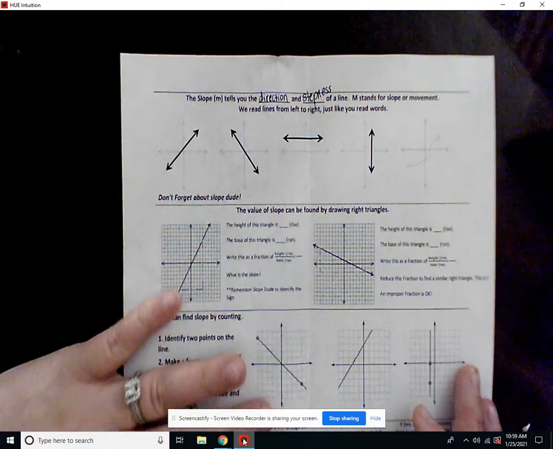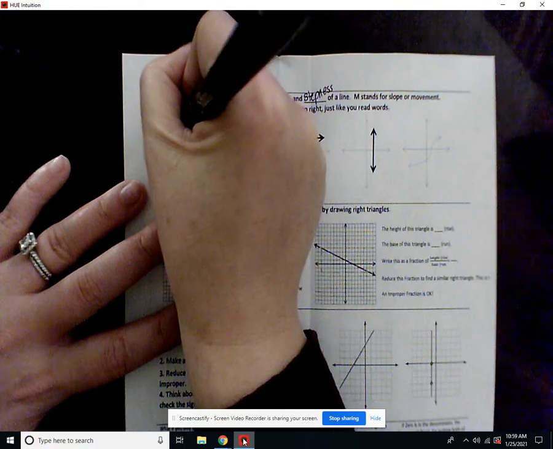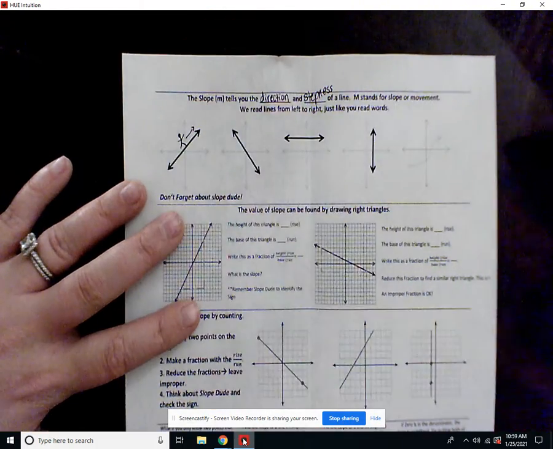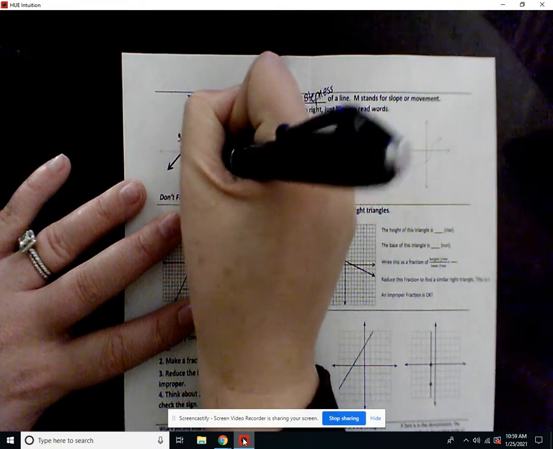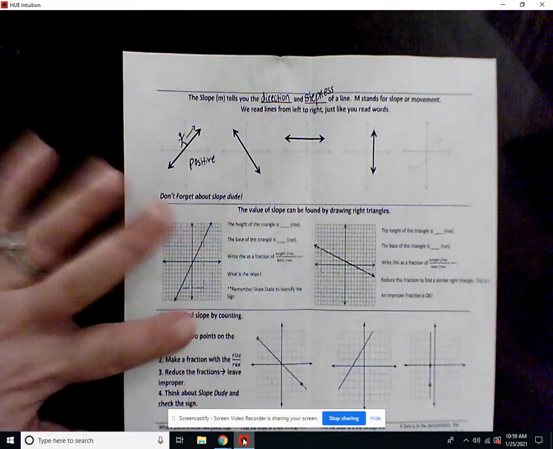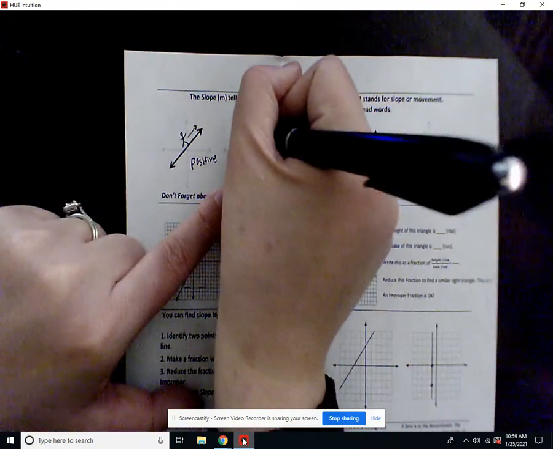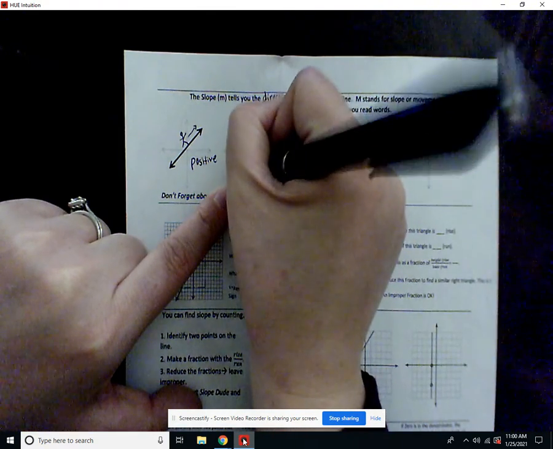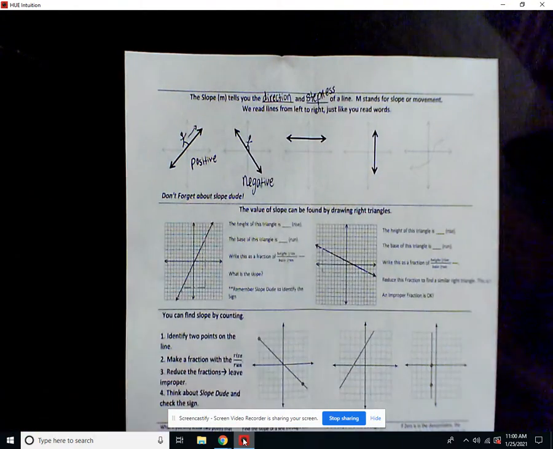So what kind of slope? Don't forget your slope dude. If I draw a little dude walking, it looks like he is walking up. So this is going to be positive slope. We're looking at a line, and this line is going to go up to the positive. And if I draw my little slope dude, it looks like he's going down. So this one is negative slope. And again, it's just what it looks like.